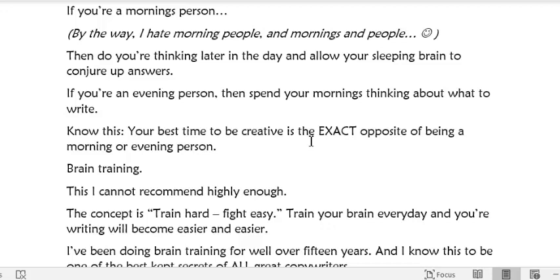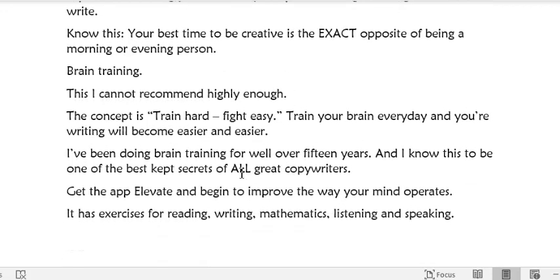Okay. Now, brain training. I cannot recommend this highly enough. I heard about the whole brain power from the great copywriter David Deutsch. Many years ago, he told me about this book, and I went and got it and started using some of the bizarre brain training ideas in there, and they've helped me tremendously. The concept is train hard, fight easy. Train your brain every day, and your writing will become easier and easier.